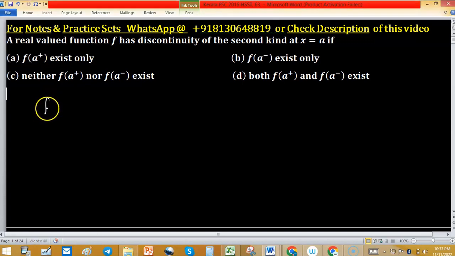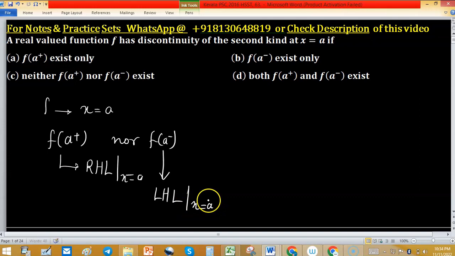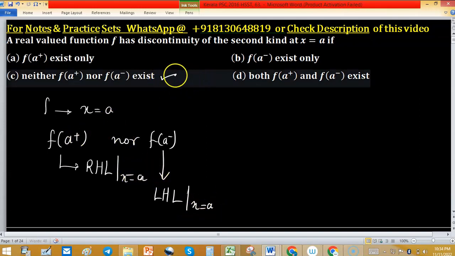A real valued function f has discontinuity of the second kind at x equals a. The condition is that neither f(a+) nor f(a-) exists. It means that the right hand limit RHL at x equals a and the left hand limit LHL at x equals a don't exist. Option C is correct.